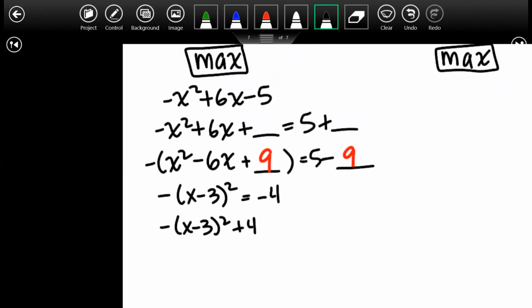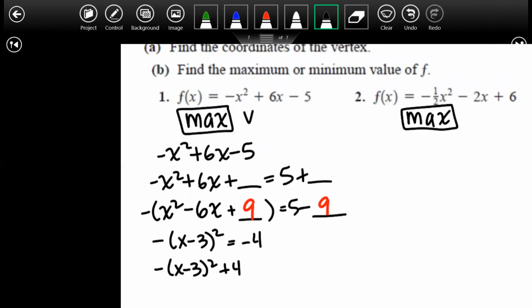Our vertex, what's our vertex for this? 3, positive 4. Vertex at 3, 4 for our value. Wait, I thought we were adding. Yeah, but we have to deal with that negative on the outside of it.